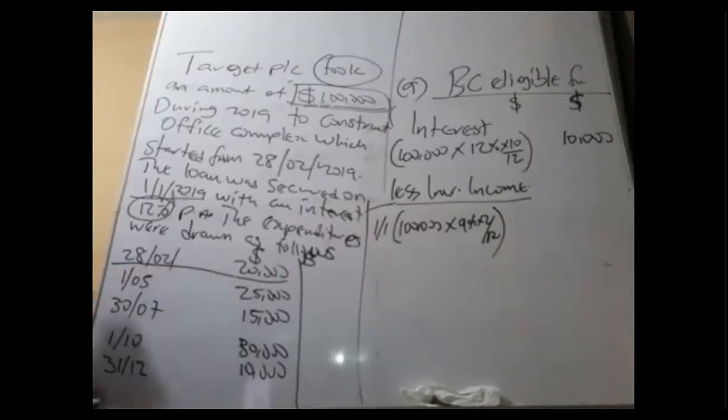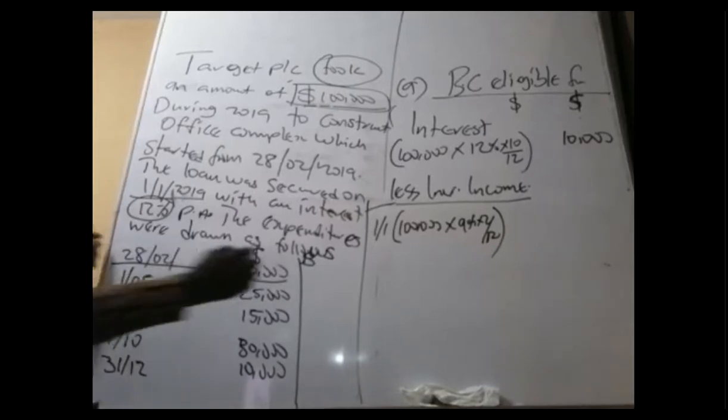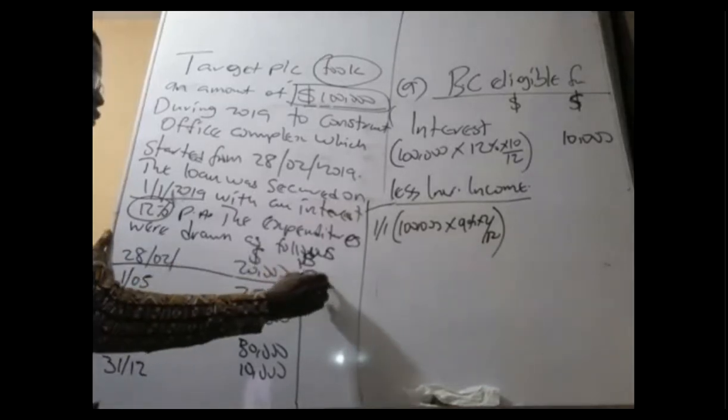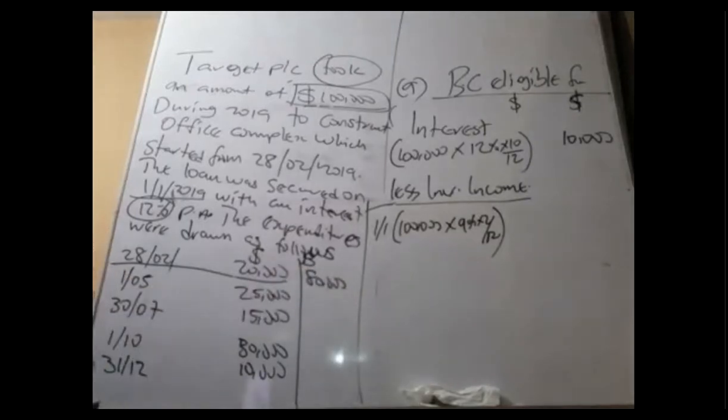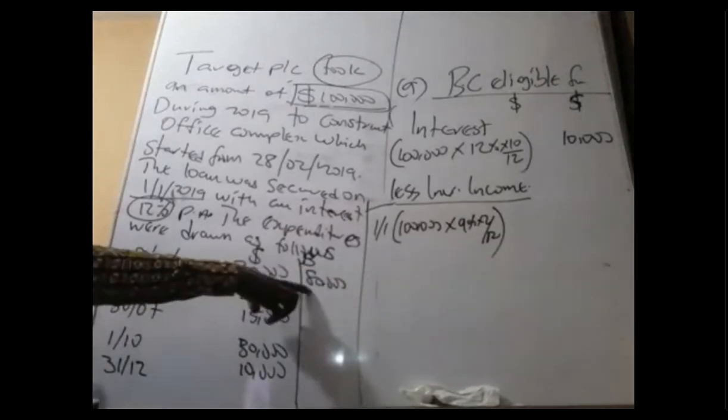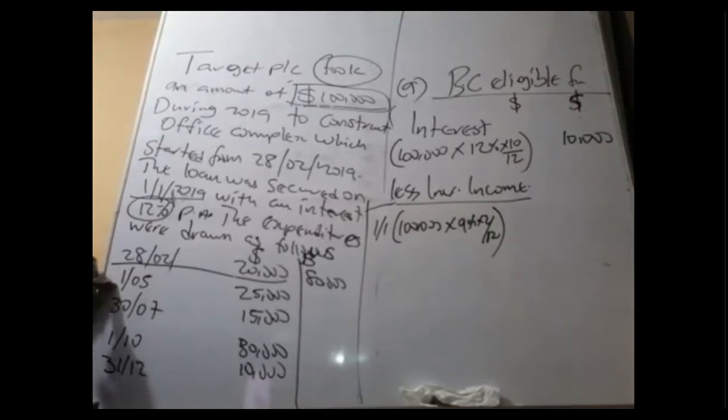So they pay 20,000. What will be the balance left after the first withdrawal? The balance left after the first withdrawal will be 80,000, right? And this 80,000 was free until the next withdrawal, which took place on 1st of May. So kindly tell me, from 28th of February up to 1st of May, how many months?